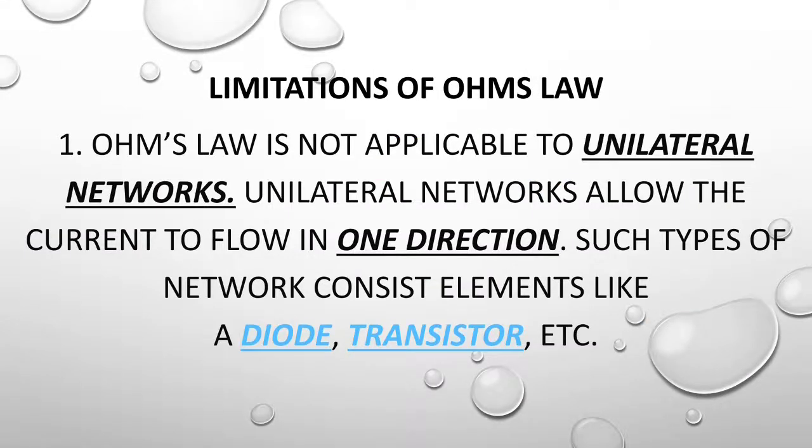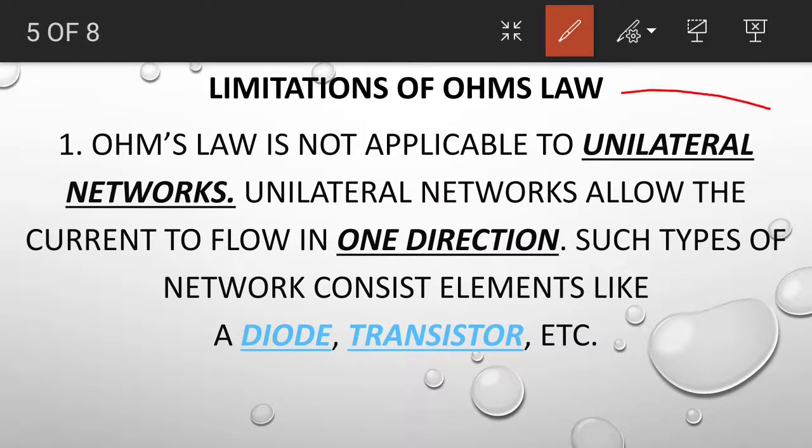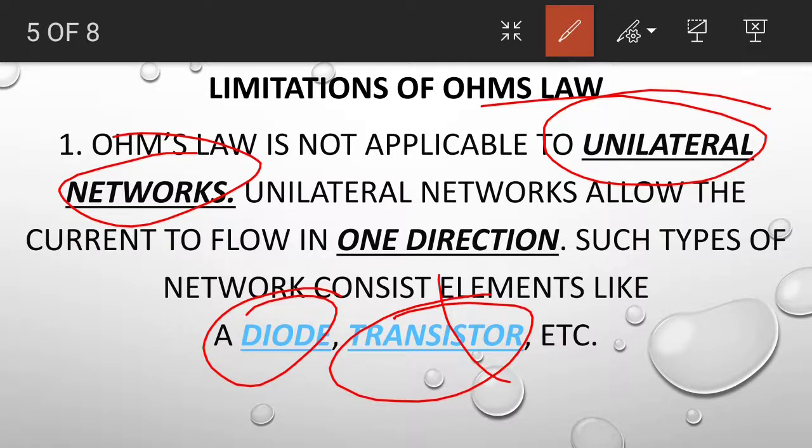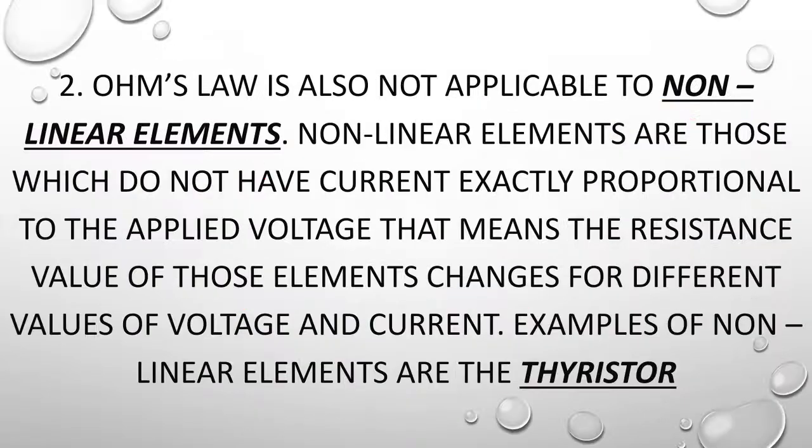Limitations of Ohm's law. Ohm's law is not applicable for a unilateral network because of one direction. Example: diode and thyristor. Diode and thyristor also allow current in one direction, and this is the reason Ohm's law does not follow the unilateral network.